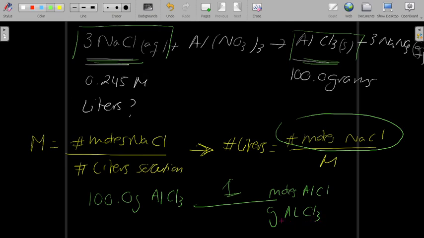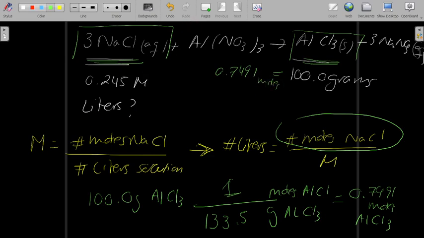And if you do that, you'll find out that you have 133.5 grams of aluminum chloride in 1 mole of aluminum chloride. Put everything in the calculator, and this is the equivalent to 0.7491 moles of aluminum chloride. So I'm going to put it here, 0.7491 moles. Let's make a tiny bit of room.